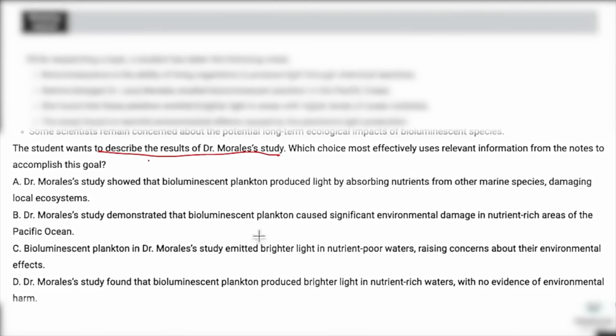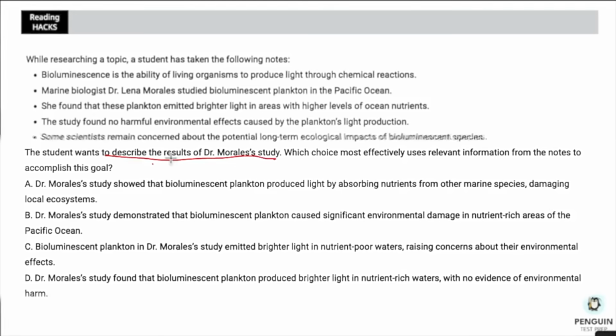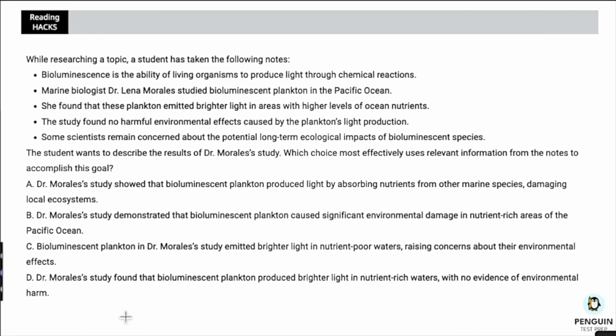And at this point, it's just a matter of eliminating answers that are lying to us. And if we're clever about it, we could see that choice D is the only one that says no evidence of environmental harm. Every other answer mentions it. So if we cherry pick, the study found no harmful environmental effects. That's a pretty quick win for us. It's going to be choice D based off of that alone.